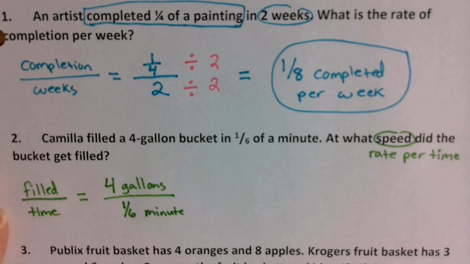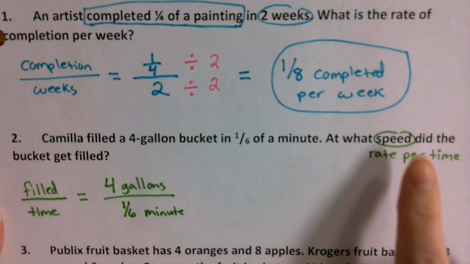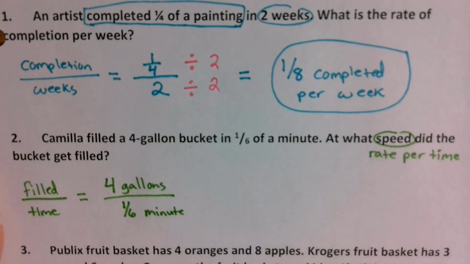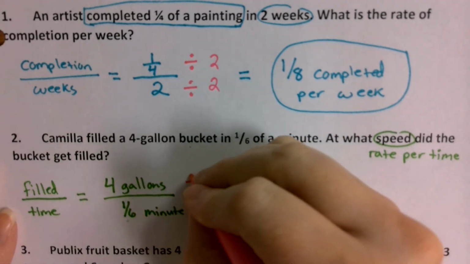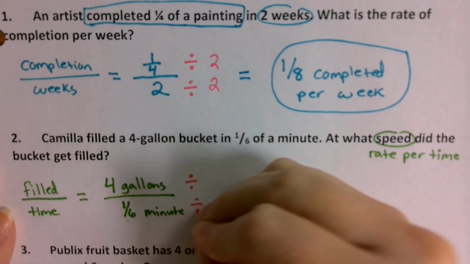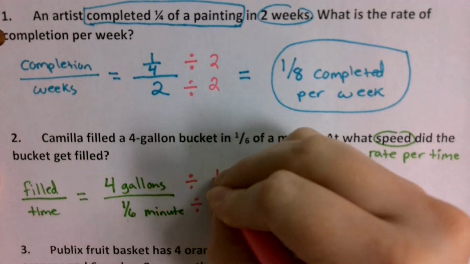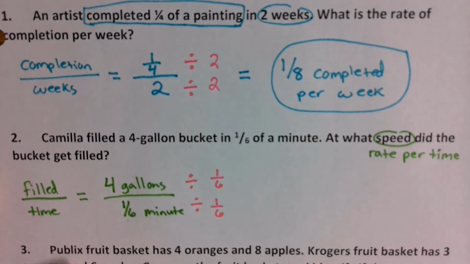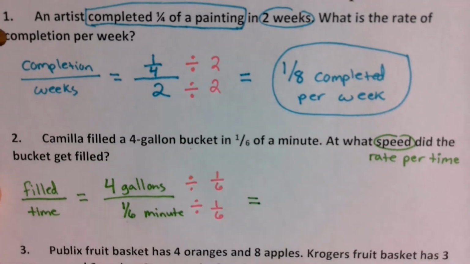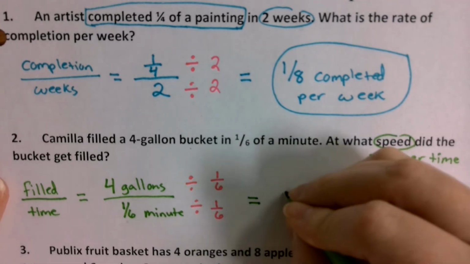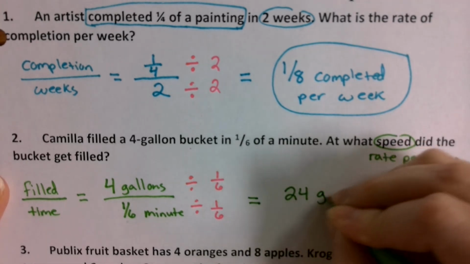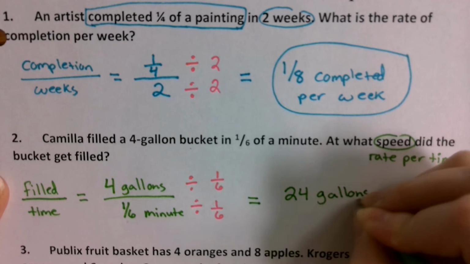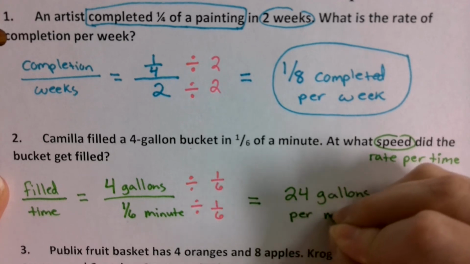Now we want to know what was the rate per minute. That means you are going to divide both the top and the bottom by what value? By 1/6. That's it. You want to get it per 1 minute. So you're going to divide both the top and the bottom by 1/6. So that means in 1 minute, it's going to be 24 gallons. 24 gallons per minute.